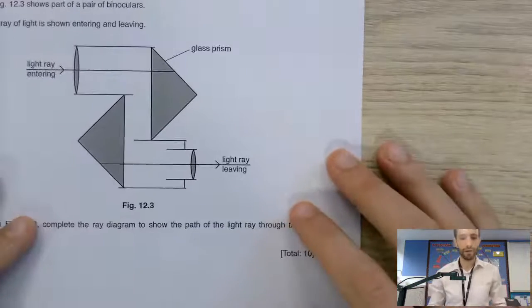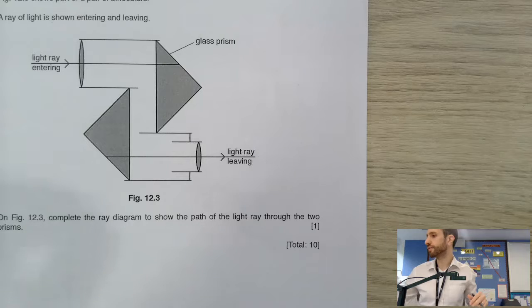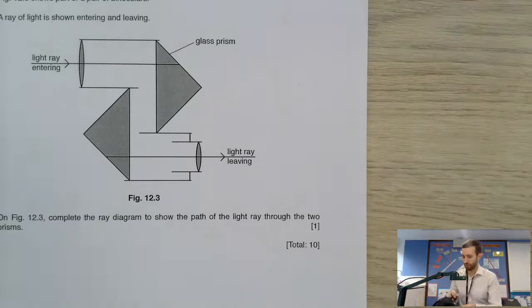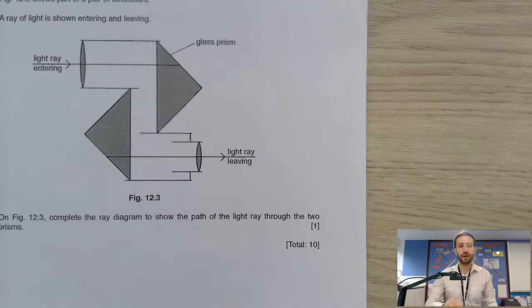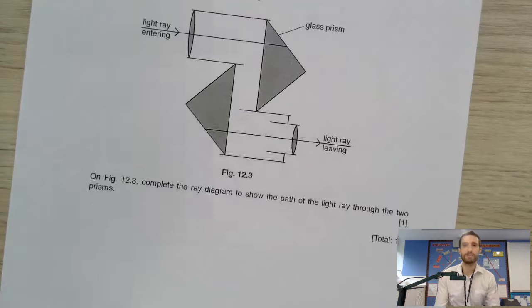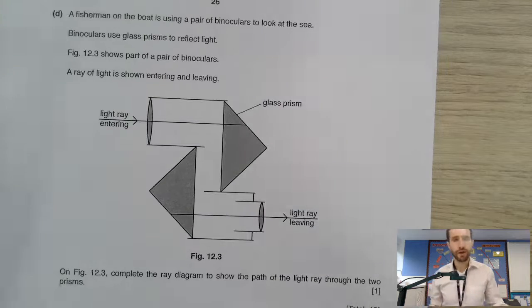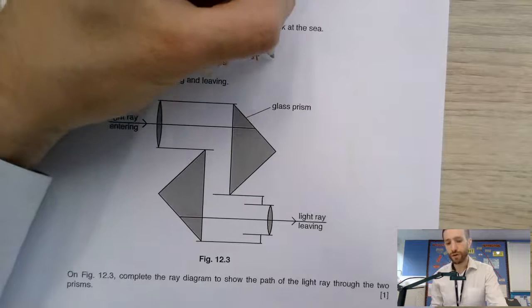All right, last one, just to finish off. We are using a set of binoculars right at the end. It's amazing the sort of stuff which gets fit into these questions. I'm just hunting around for my ruler because I want to do this for you. We've got a pair of binoculars looking at the sea, and we're using glass prisms to reflect the light. Now, careful here. The key point is that we're using glass prisms, not mirrors.